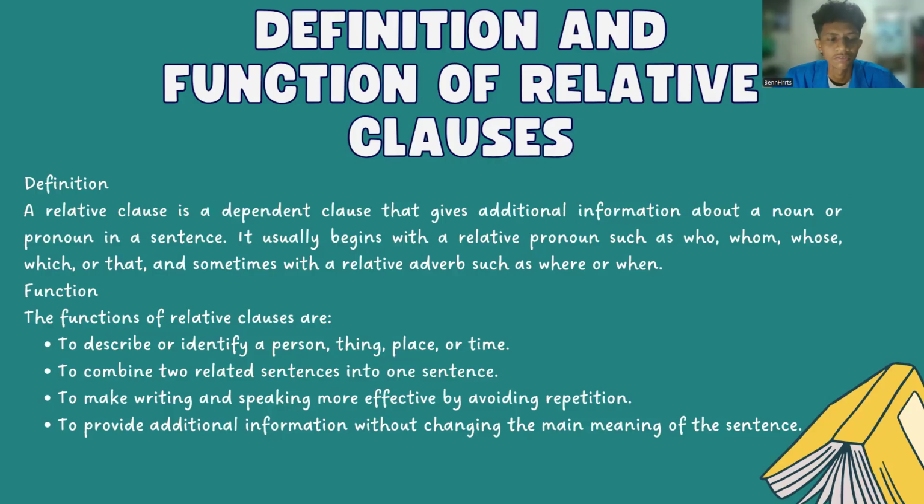The functions of relative clauses are: the first is to describe or identify a person, thing, place, or time; to combine two related sentences into one sentence; to make writing and speaking more effective by avoiding repetition; and the last one is to provide additional information without changing the main meaning of the sentence.